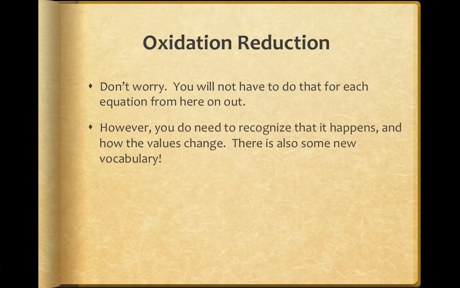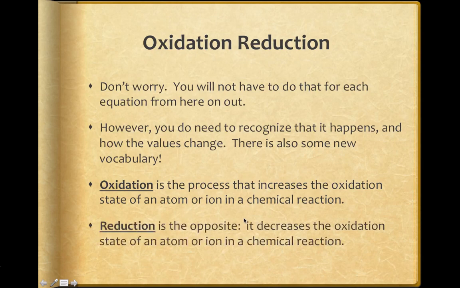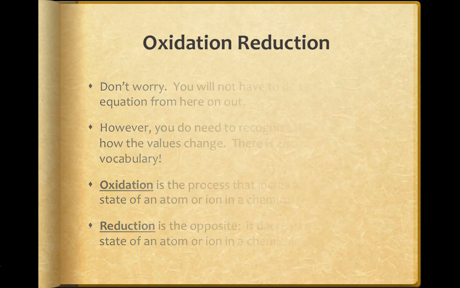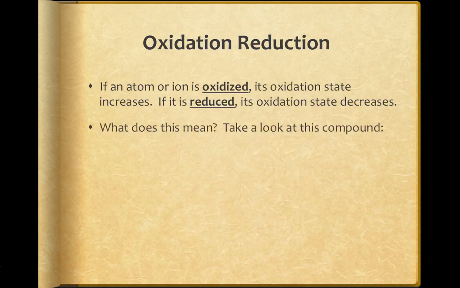But what you do need to recognize is that this happens, that the values change, and you are going to have to find some of these values. Of course, we've got some new vocabulary. These equations are known as oxidation-reduction equations. Oxidation is the process that increases the oxidation state of an atom. Reduction is the opposite. It decreases the oxidation state. So what does that all mean? Well, if an atom is oxidized, its oxidation state increases. If it's reduced, its oxidation state decreases.